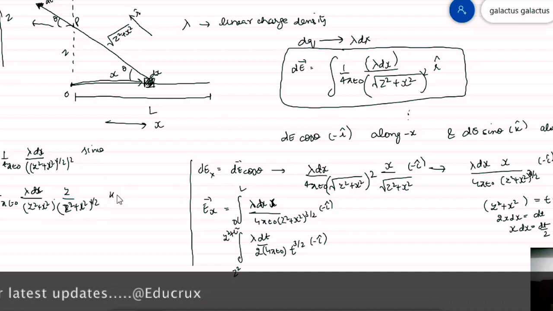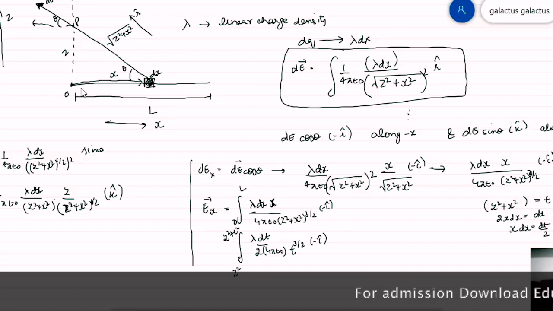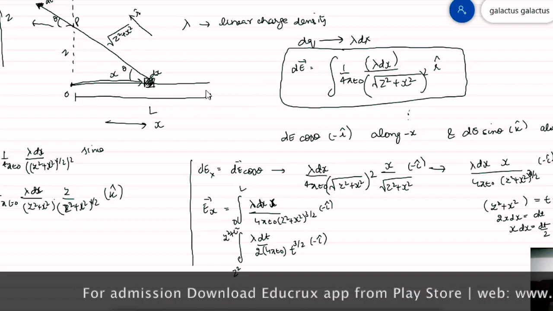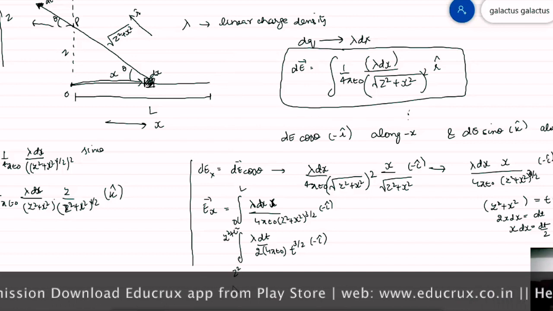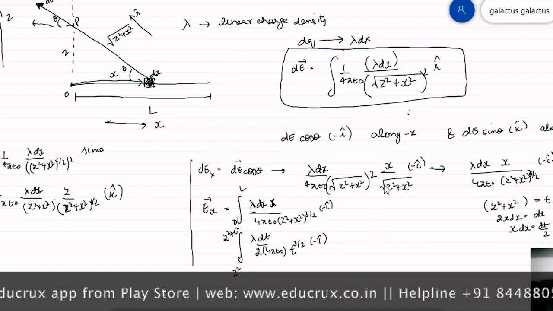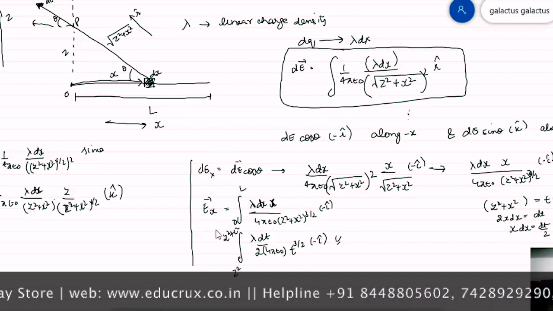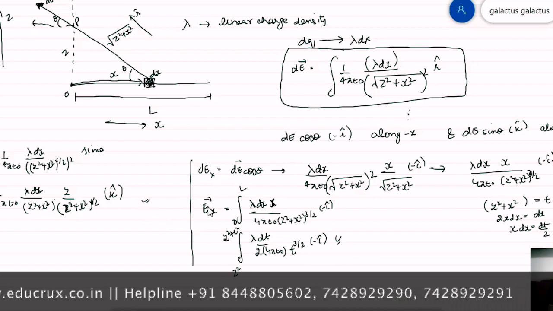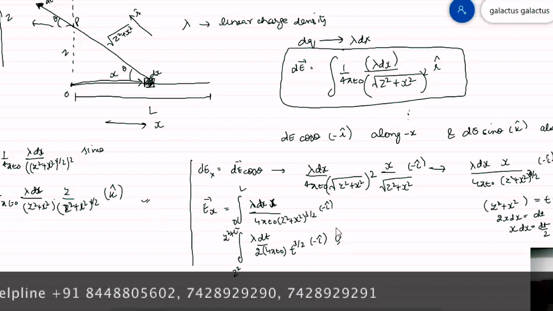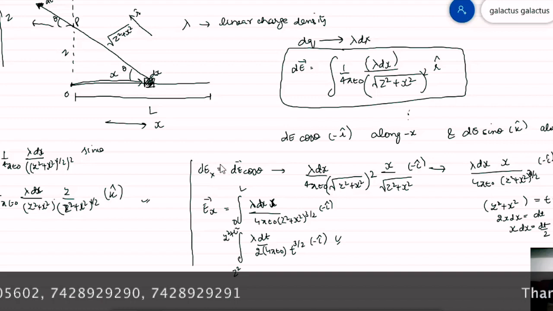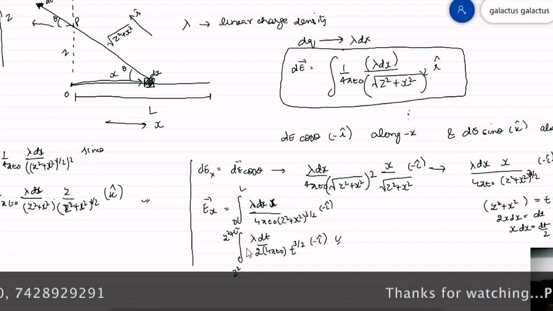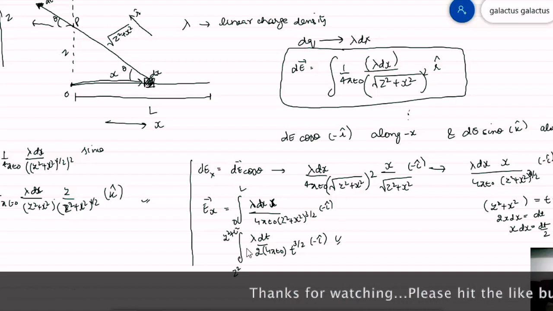So in general, this is how we have to evaluate the field at point P due to a wire or a distribution where a charge is distributed along a line. Okay, so I'm not doing this question in full detail. The integration part is up to you, and we will discuss another problem in which the charge is distributed along a surface.